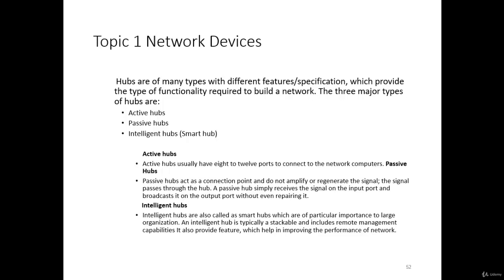A passive hub simply receives the signal on the input port and broadcasts it on the output port without even repairing it. Intelligent hubs are also called smart hubs, which are of particular importance to large organizations. An intelligent hub is typically stackable and includes remote management capabilities. It also provides features which help in improving the performance of the network.